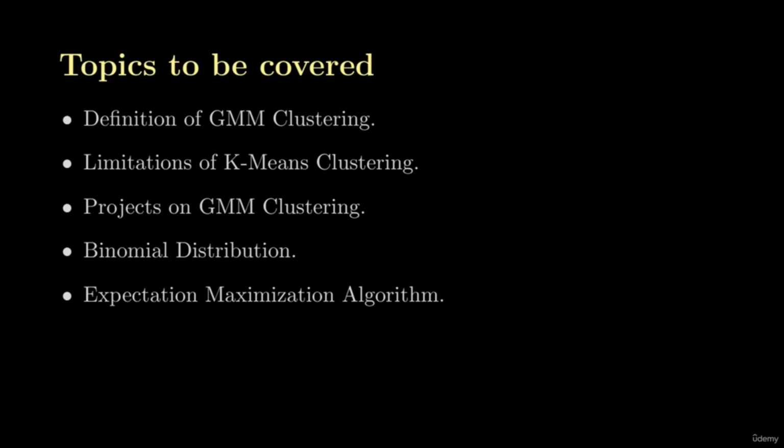Then we will solve three projects on GMM clustering. Then we will learn binomial distribution, because it is an important part of the expectation maximization algorithm. The expectation maximization algorithm is the algorithm which is used in GMM clustering to update the value of the mean and variance of the clusters. So these are the important topics which we are going to cover in this section.